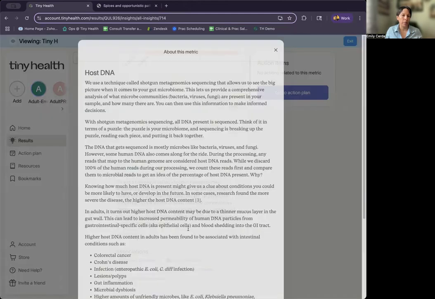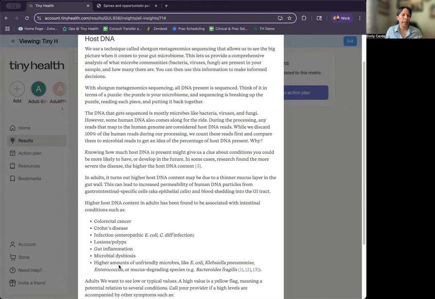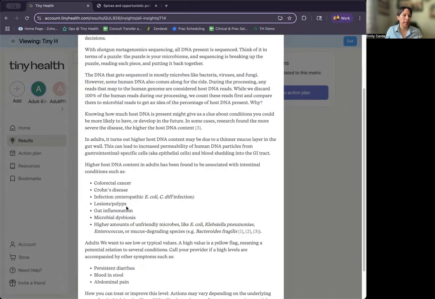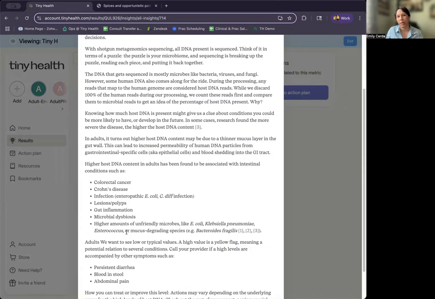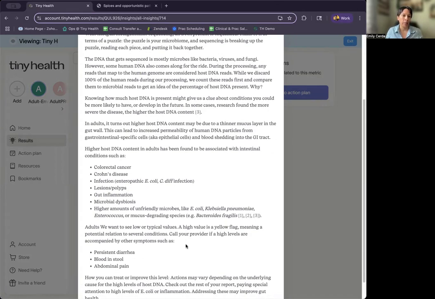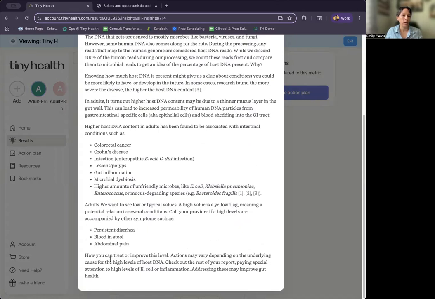Again, you can click in, we can see what high host DNA is related to, and it's not great stuff. It could be that there's a lot of disruptives. Some of these specific pathogens can really drive high host DNA because they're causing some damage to that gut lining. The referral may be to a specialist to get it checked out further if these things pop up.